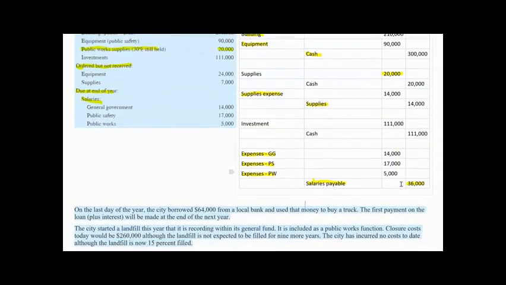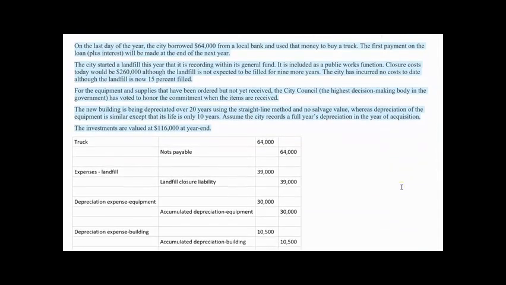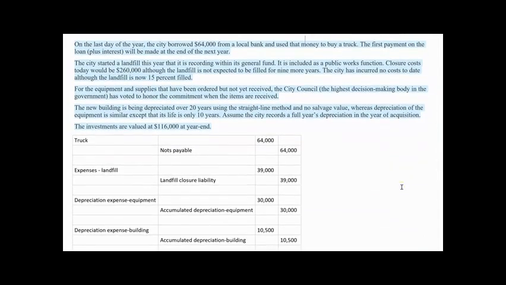We can move on. There are also a few transactions or other information related to the city. On the last day of the year, the city borrowed 64,000 from a local bank and used that money to buy a truck. The first payment on the loan will be made at the end of the next year. So here the city got a truck by borrowing money, and no cash is involved directly, so we debit truck. This is what they purchased, but they borrowed from the bank, so credit notes. It should be notes payable.